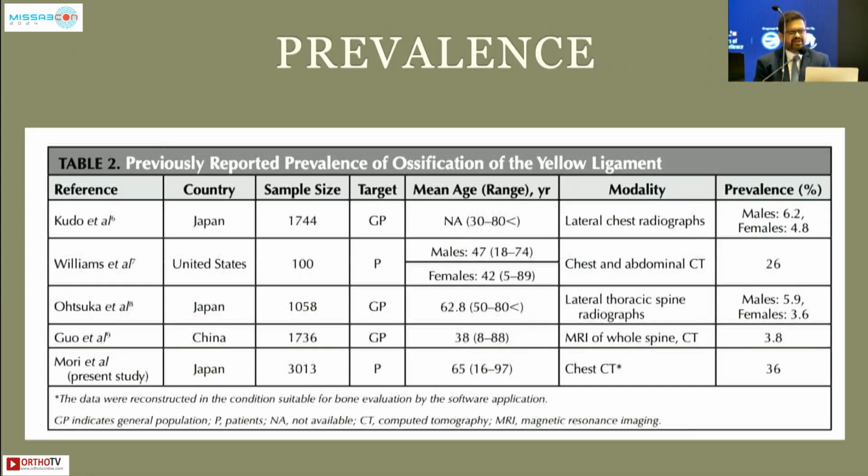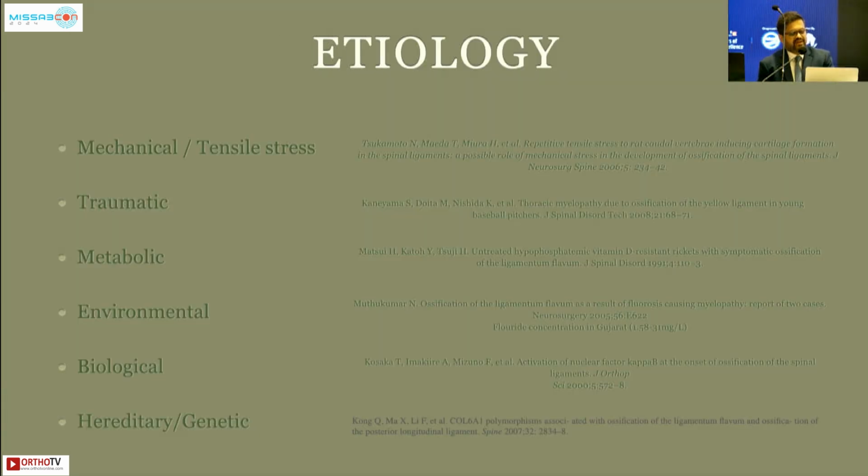A study by Mori et al. has shown a prevalence of 36% in a Japanese population, the study sample being almost 3,000 patients. The commonest etiology is mechanical and tensile stress. This explains why thoracic ossified ligamentum flavum is most commonly seen in the lower thoracic spine, where the mobility is maximum and the tensile strength is maximum.